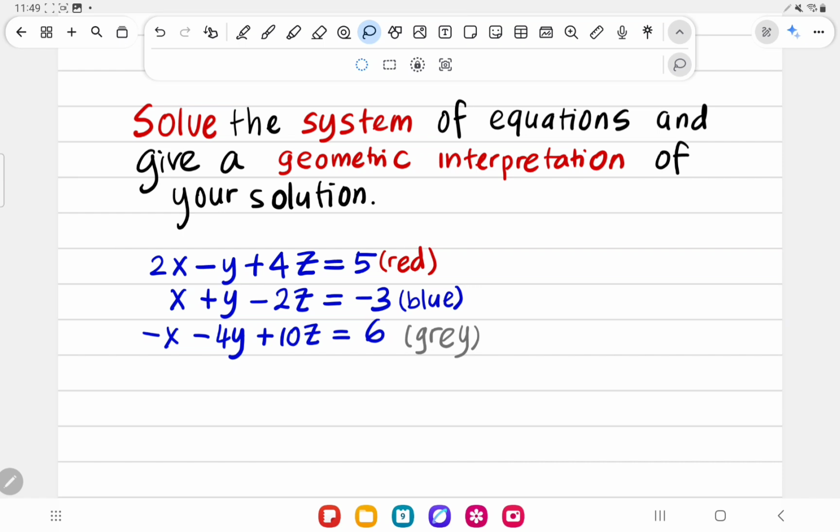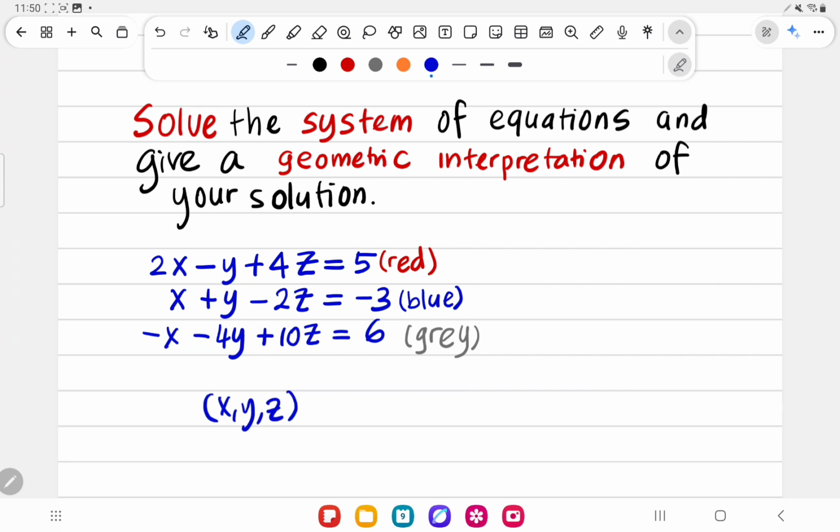Remember, in three variables, each equation represents a plane. A solution (x, y, z) is a point, a vector, lying on all the planes simultaneously. So geometrically, planes can intersect in three ways: one point, a line, or no intersection.